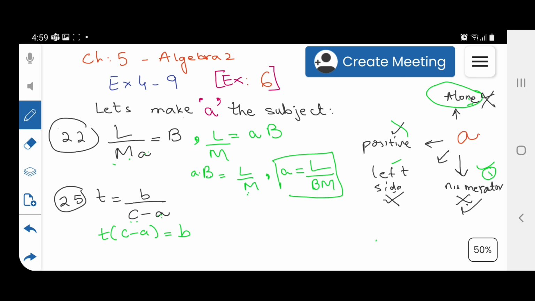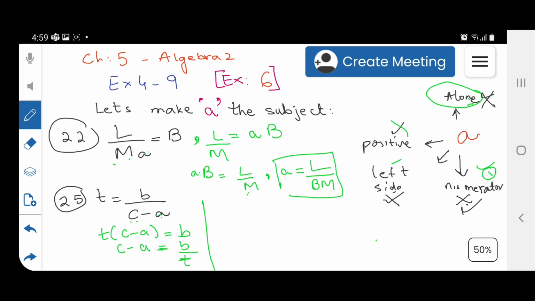So let's start making it all alone, and then we will see on which point we can make it positive. So if we send this T on the other side, we can see that C minus A equals to B by T, because here T is getting multiplied. On the other side, it will go in form of division. So here you can say C minus A equals to B by T.